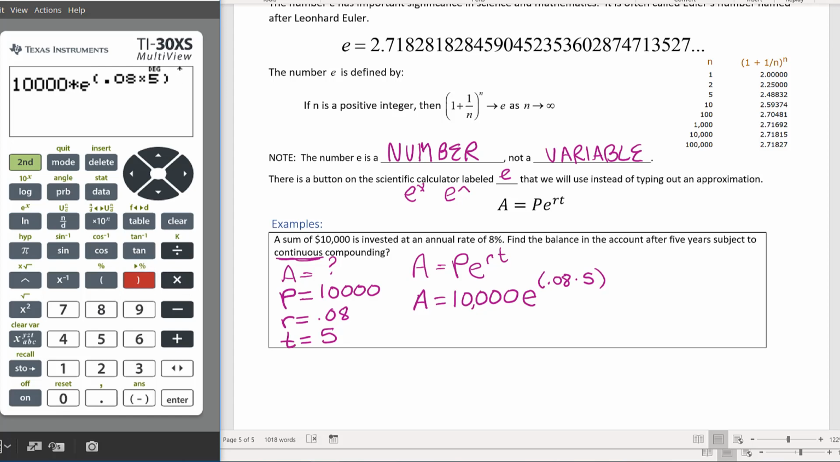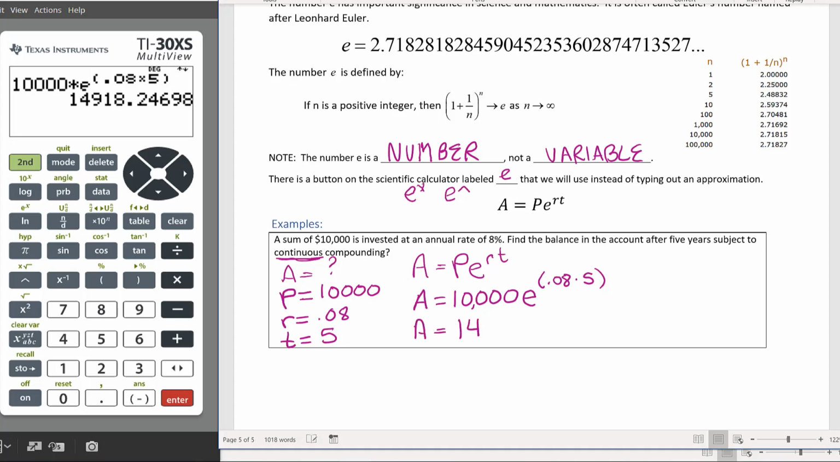Now your calculator might be slightly different, but you'll need to figure out how you can type this in the calculator so that you can get the same answer as mine, 14,918 and 25 cents. So that's what we'll be getting after the 5 years of compounding continuously at 8%. And this concludes our lesson on simple and compound interest.